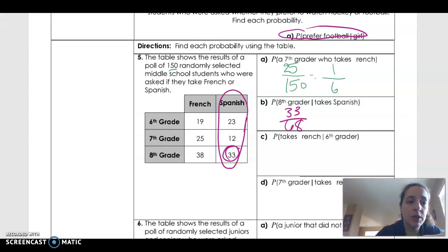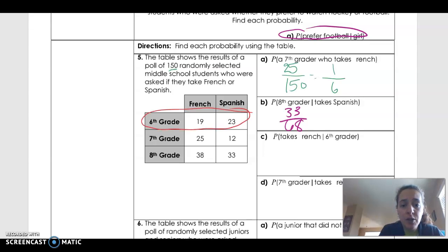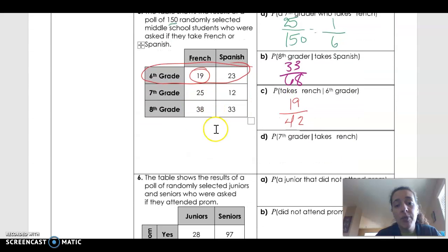Then we're going to look at the next piece. I'm looking at the probability that they take French given that they are a 6th grader. Given that, I see I have 19 of them take French out of the total number of 6th graders, 12, I've got 42. Then I again ask myself, can I simplify that? And for this one I can't, so I can leave it there.